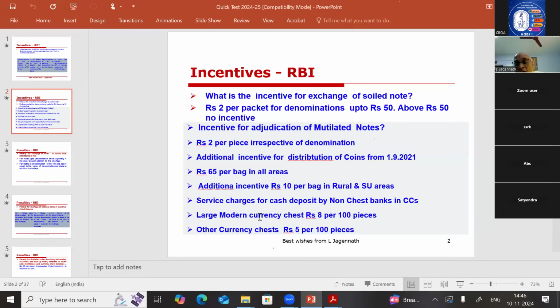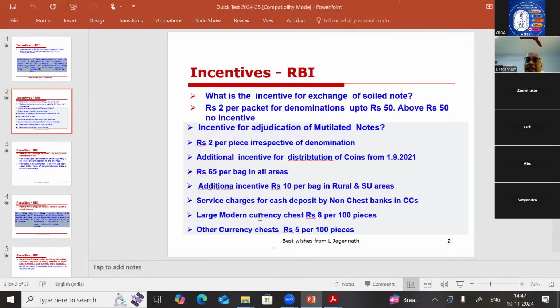So the non-chest banks which are not maintaining a currency chest, if they want to remit cash to their currency chest as per tie-up, the banks which are maintaining the currency chest will get an incentive of rupees 8 per 100 pieces or rupees 5 per 100 pieces, depending upon whether it is a large modern currency chest or other than a large modern currency chest. We will see the difference between the two in some other slide. If they ask what the definition of a large modern currency chest is, we will see that before concluding this clean note policy.